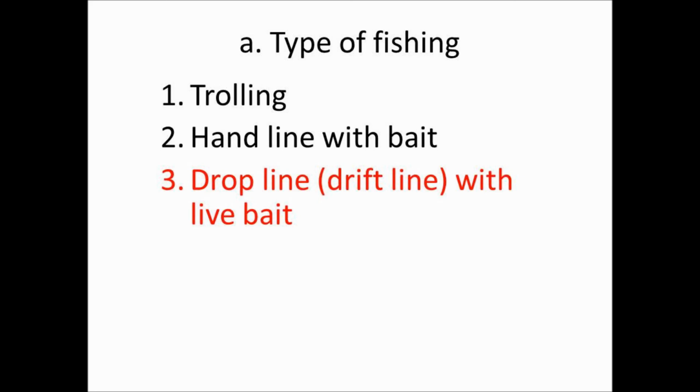The second is handline with bait. This is a method which can also be used to target surface pelagics such as wahoo, dolphin fish and other small pelagic species which may occur on the FAD. And the third is the dropline, which some people also describe as the drip line, a method which is used to target the large pelagic species which are predominantly blue marlin and yellowfin tuna.